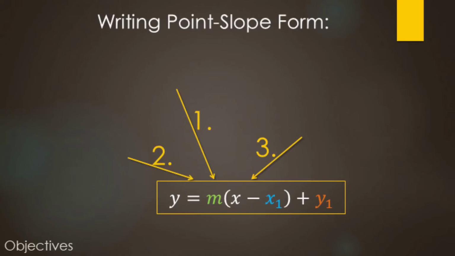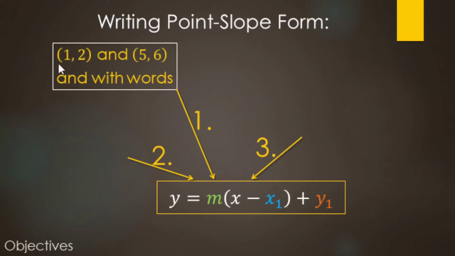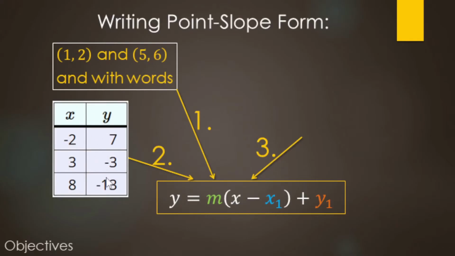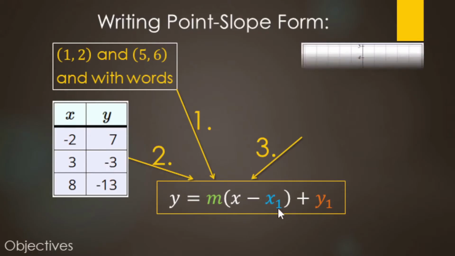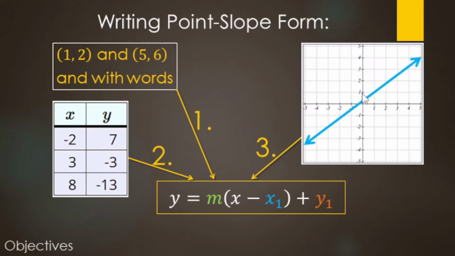All right, so in this video here, we are going to be going over writing information in point slope form. The information we're going to be given is two ordered pairs, or we're going to have words writing that in point slope form. If we have a table of a linear function, writing that in point slope form, or if we have a line on a graph, we're going to be writing that in point slope form.